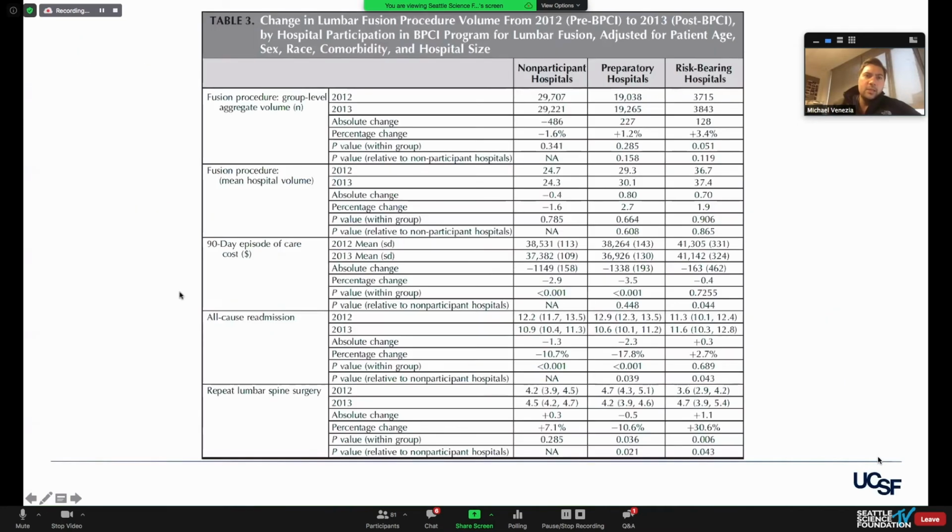And then looking at some of the results, particularly the 90-day episode of care, the finding was that hospital participation in the BPCI did not significantly reduce the cost of care among lumbar fusions. If you look, the percent change was actually the lowest among the risk-bearing hospitals.